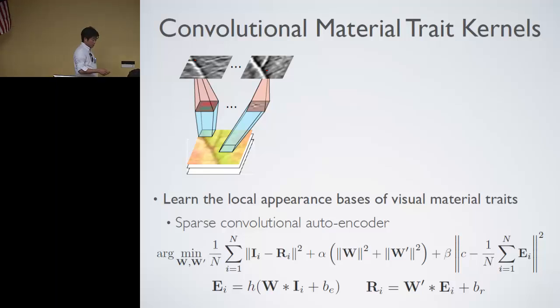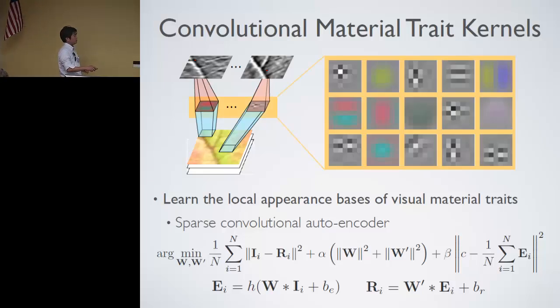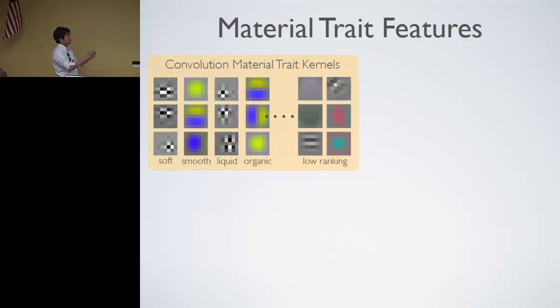And for that, we'll learn the local appearance basis of visual material traits by using a sparse convolutional autoencoder, which simply means grab a lot of patches from the training data, dump them into this equation, which we try to minimize, and learn these convolutional filters that minimize the reconstruction error while satisfying these constraints that say, don't be too big and try to be spatially sparse. Okay? So we end up feeding 32,000 32 by 32 local patches into this optimization and get 128 7 by 7 convolutional filters as the basis, which will serve as the features.